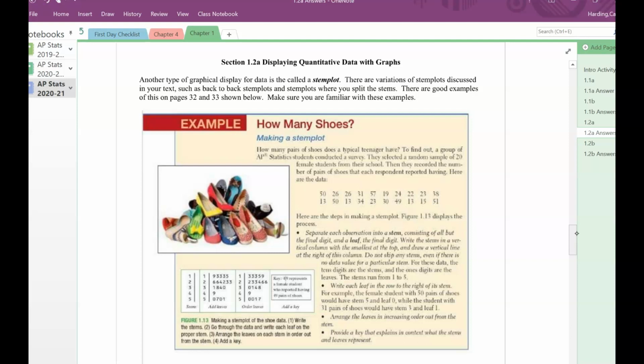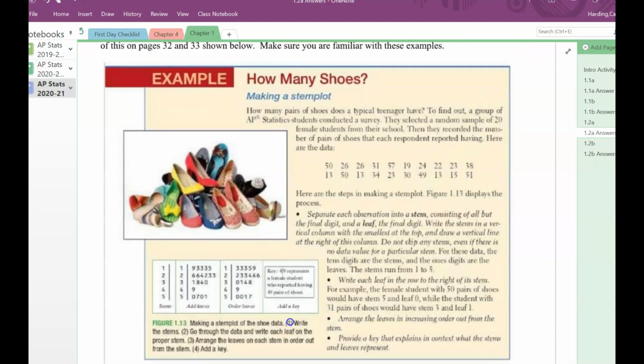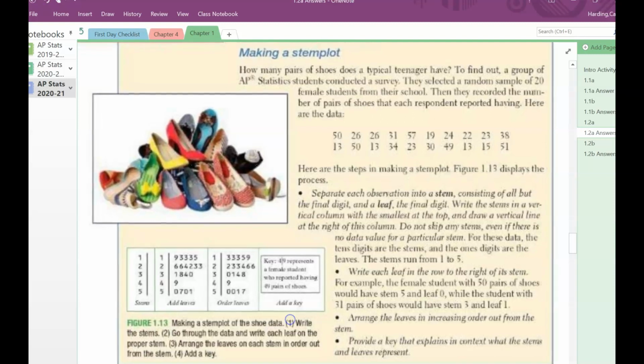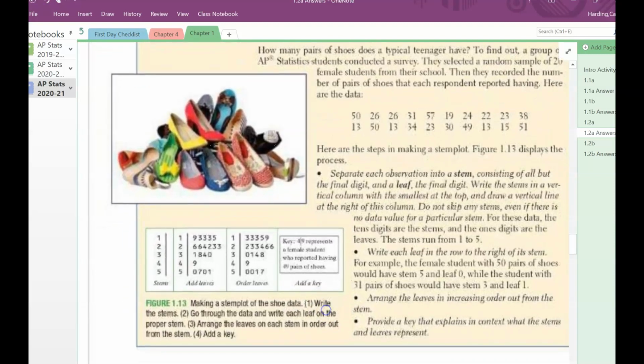If you look at the example there, how many shoes? So they collected data from 20 female students from the school about how many pairs of shoes they had, and the information is displayed there. And then they're going to take that information and put it into something called a stem and leaf plot. A stem and leaf plot organizes the data by putting one place value as the stem and then building the leaves off of the stem.